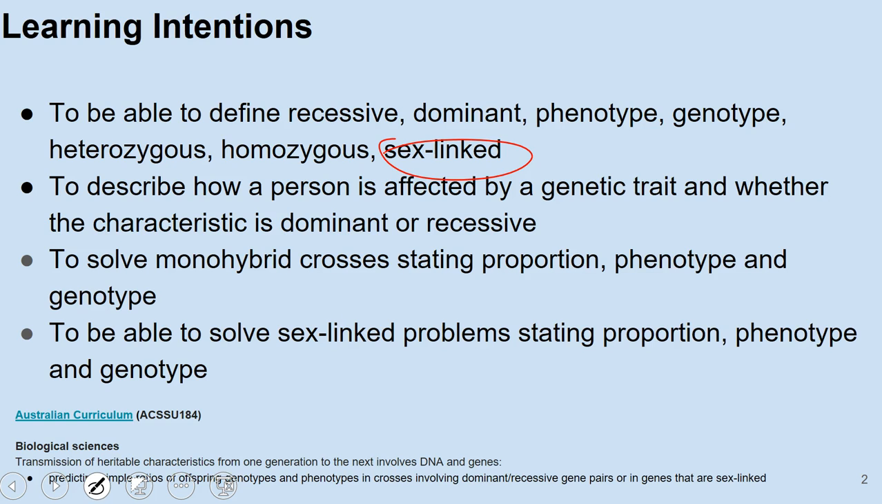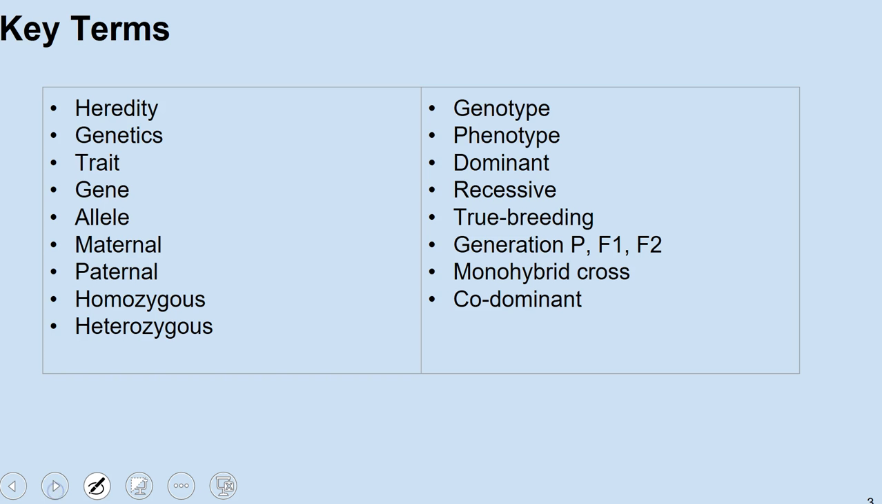So this allows us to describe how a person is affected by the genetic trait, whether or not the characteristic is dominant or recessive, and to solve what we call monohybrid crosses, where we can work out the percentage or proportion of the offspring that will be a particular phenotype. Then we will look at other problems for sex-linked a little later on. So these are the key terms that we need to know, and you should add them to your definitions. You should be able to define these as we go through, and then we'll have a bit of practice with this terminology as well.